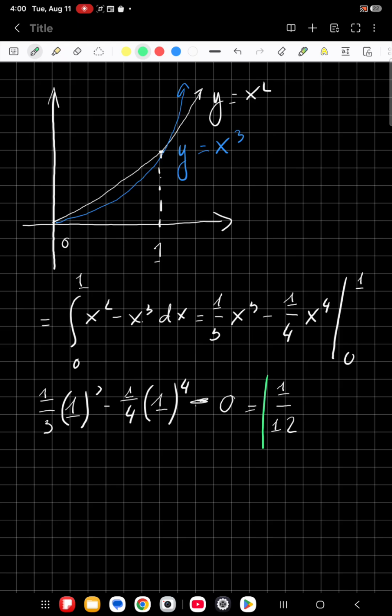Okay, so that's basically the idea, the concept. This was quite easy. It can get slightly more complicated, especially if we have to actually calculate those two points of intersection of the two curves, and then the area between them. So let me show you an example of something like that. Let's look at another example, Example 2.